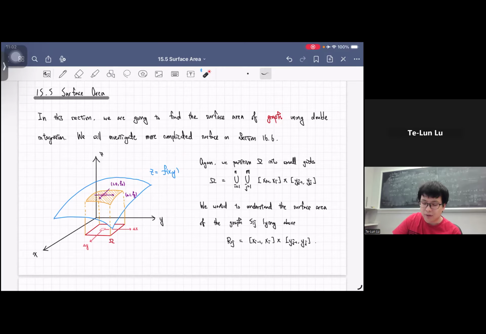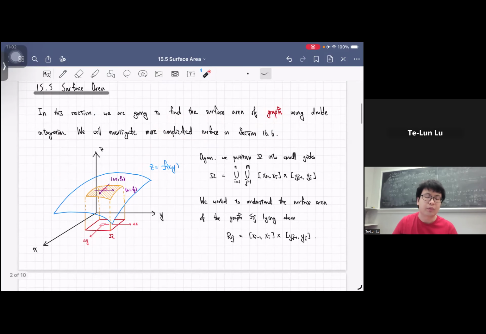However, for more complicated surface area, we will require some sort of parameterization. That technique will be introduced in section 16.6. So this is sort of a foreshadowing of what we're going to do in chapter 16. But anyway, let us first start with the computation of this type of easier surfaces, the graph of a continuous function. Okay, so let's derive the formula first.